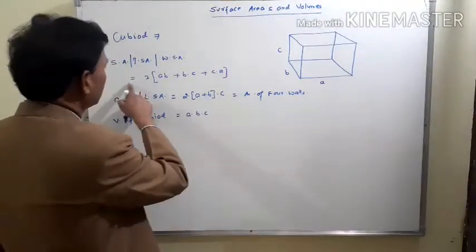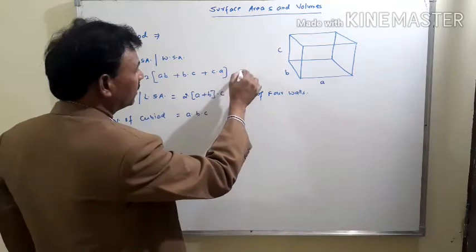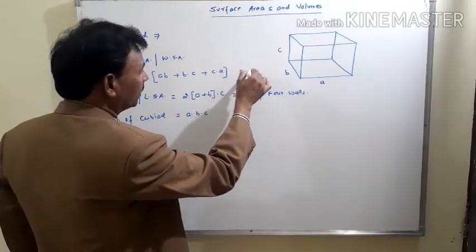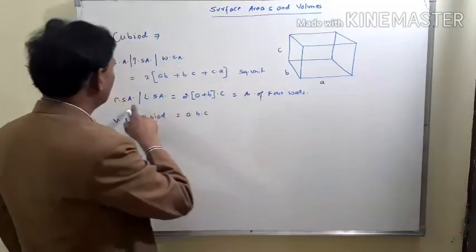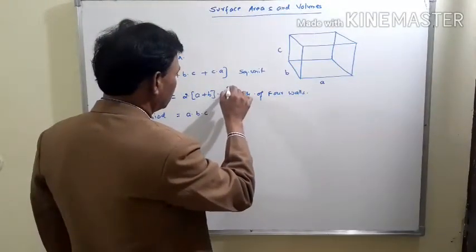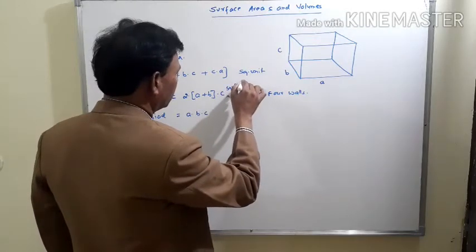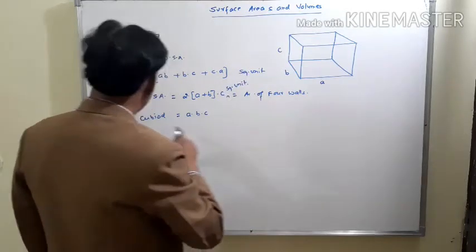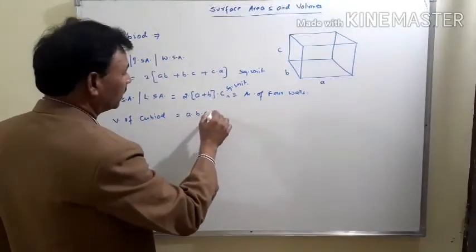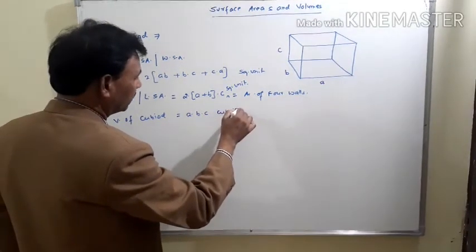Since this is an area, the unit of surface area will be in square units. Curved surface area is also in square units. And volume is in cubic units.